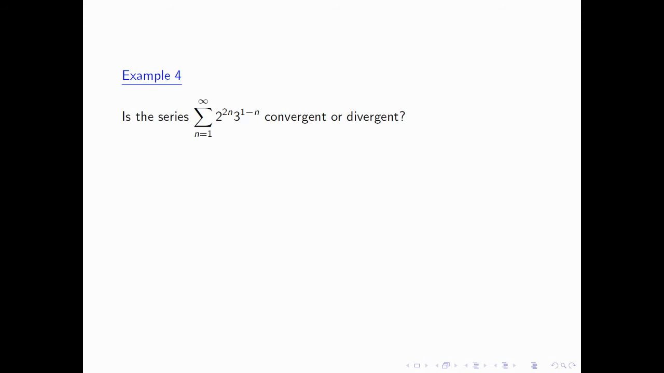What about this series? Does it converge or diverge? Is the series the sum from 1 to infinity of 2 to the 2n, 3 to the 1 minus n, convergent or divergent?